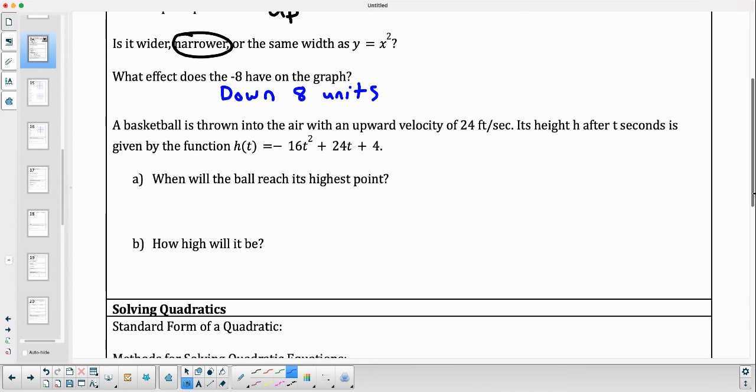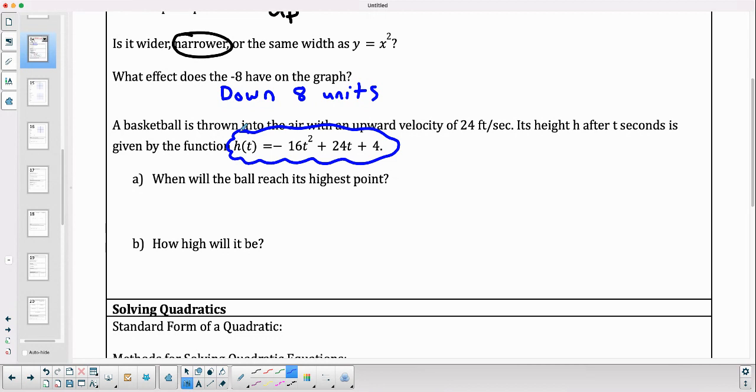Secondly, we have the word problem. A basketball is thrown into the air with an upward velocity of 24 feet per second. Its height after t seconds is given by this function. So when they give you that function, just being able to understand that what we're looking for is usually the vertex in this situation. Okay, we want to first answer, when will the ball reach its highest point?